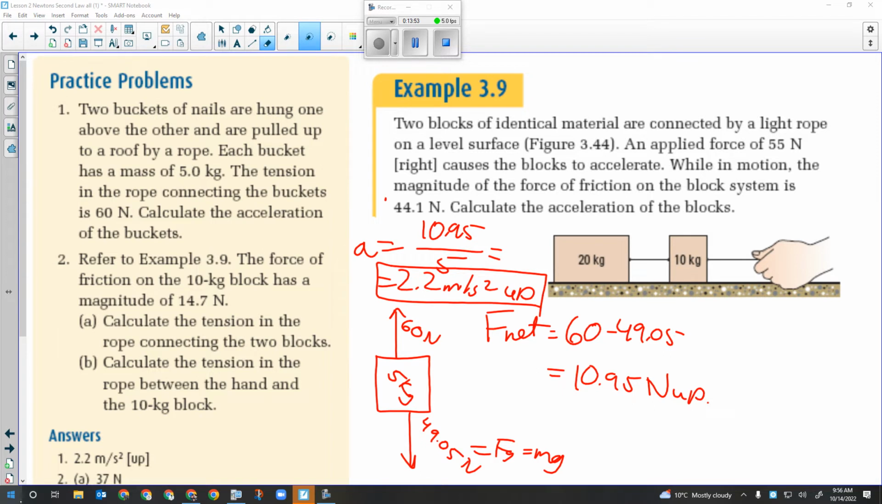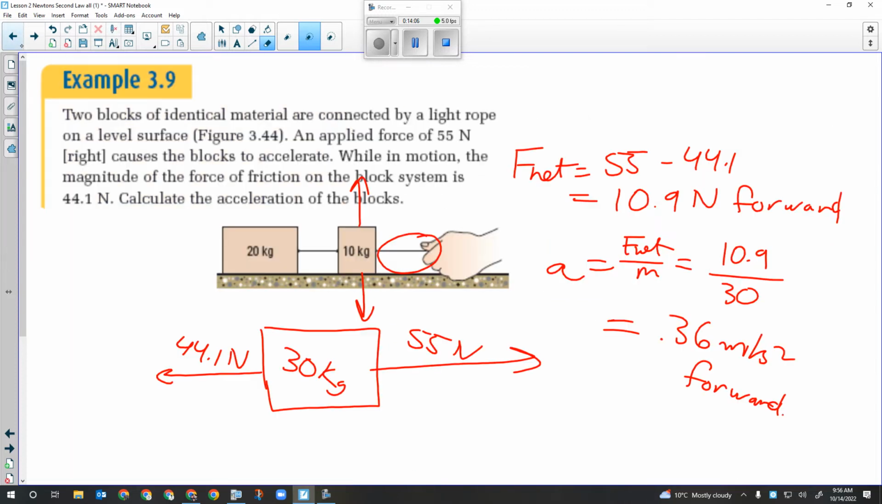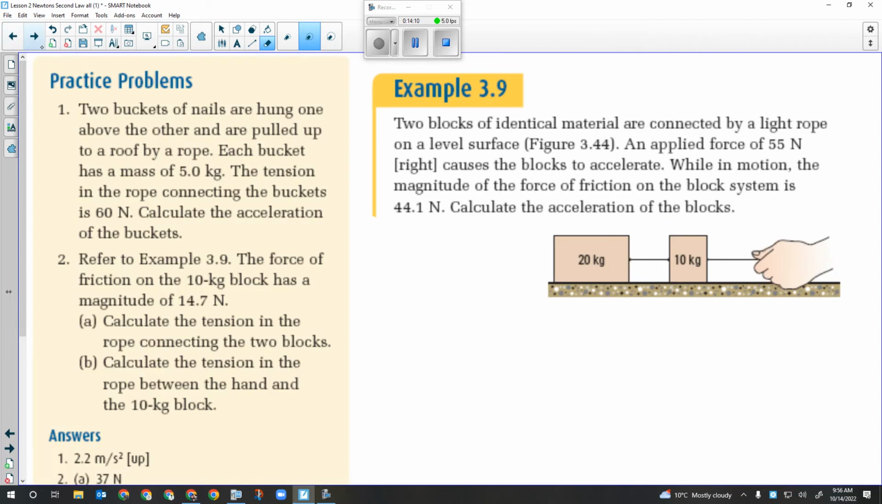All right, for question number two, it's going back to this situation. All the stuff we calculated before still applies. If we go back to that, we calculated that the acceleration was 0.36 meters per second squared forward. So that number also still applies.